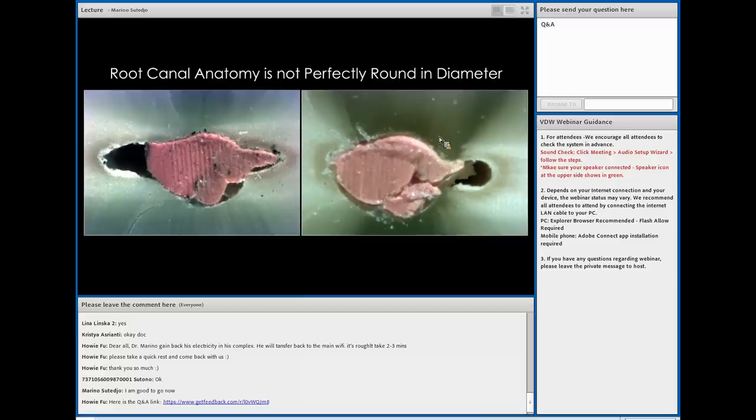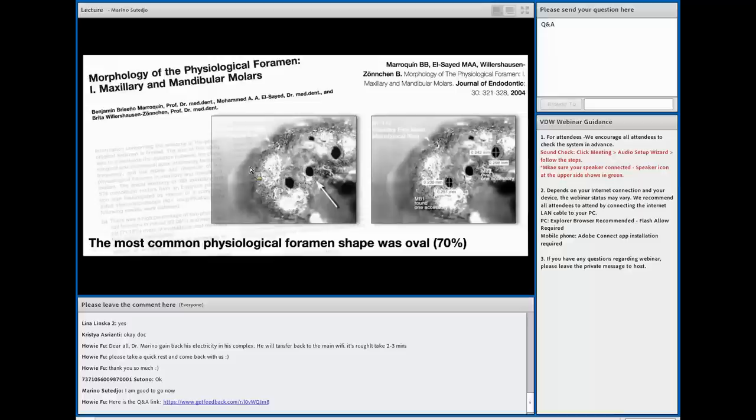But we need to remember that our root canal anatomy is not round in diameter. How about this? You want to touch the whole of this? I think it's impossible. I think even if you use a 120 K file, it will not touch that. So what we think about our root canal, that it's round, is completely wrong, because most physiological foramina of our root canal are not round, but oval. So if it is oval, it means we cannot touch all the area of our root canal by our instrumentations, because all our instruments are round.